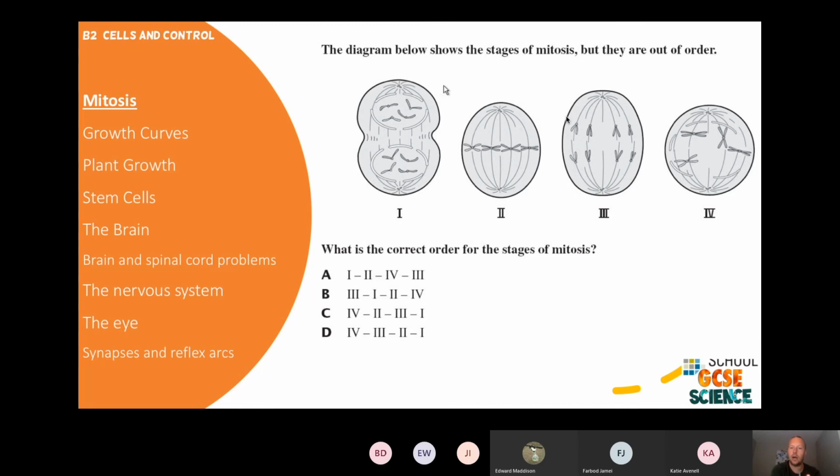Then what happens next is number 2. Once they've lined up in the middle, number 3 happens. They are pulled apart in anaphase. And then number 1, that's telophase, where they have reached the opposite ends of the cell. So the correct order is 4, 2, 3, 1. So the right answer must be 4, 2. So it must be C, must be the correct answer. So you could get questions like that.